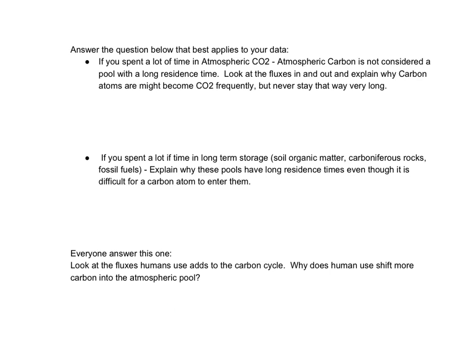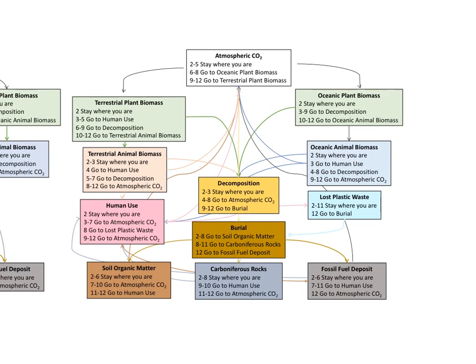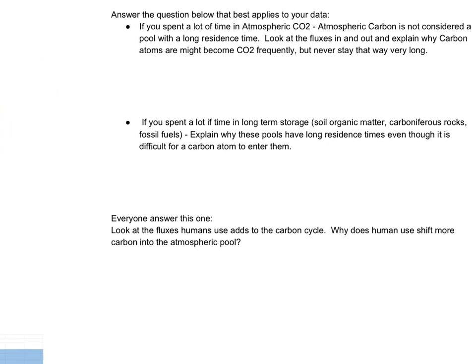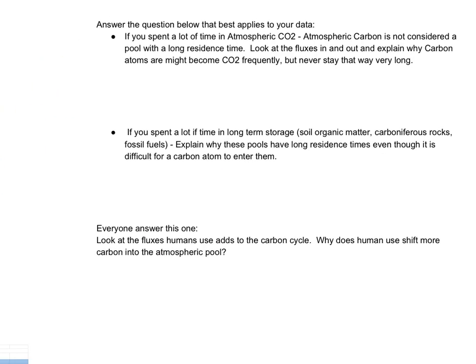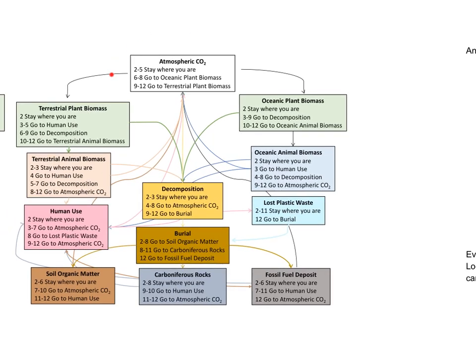And then everyone's going to answer how humans affect it. So look at the fluxes that human use adds. How is this carbon cycle changed from this one? And then explain to me why human use shifts more carbon into the atmospheric pool. The biggest change with human use is that more carbon is going to end up here. So explain to me why that's the case. And that's today's assignment.